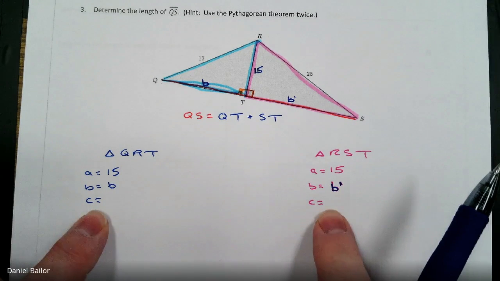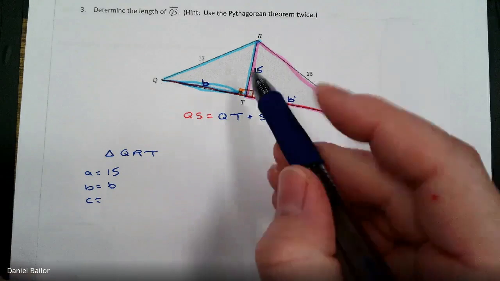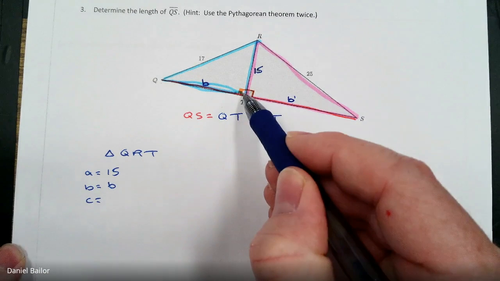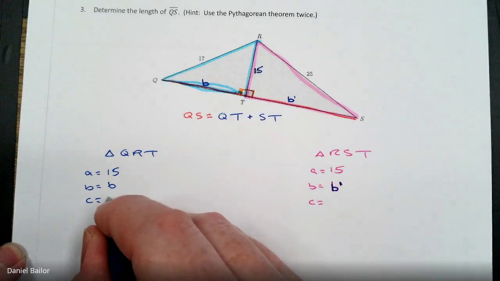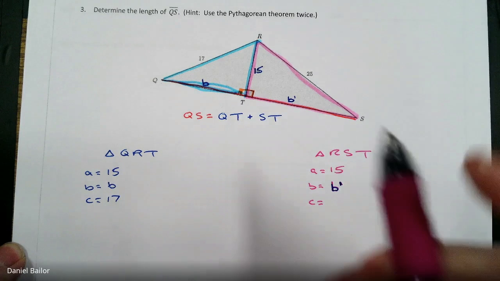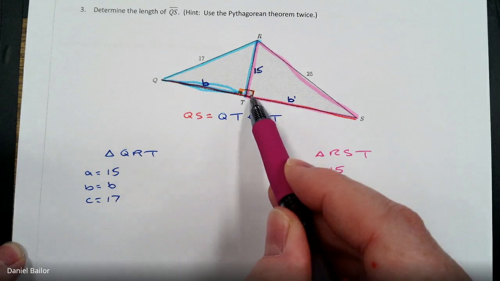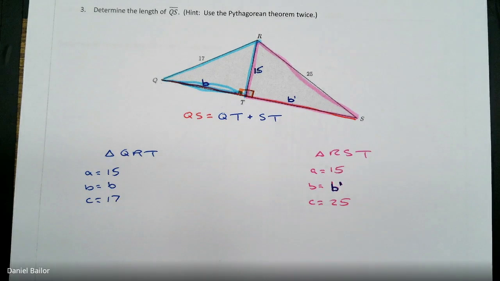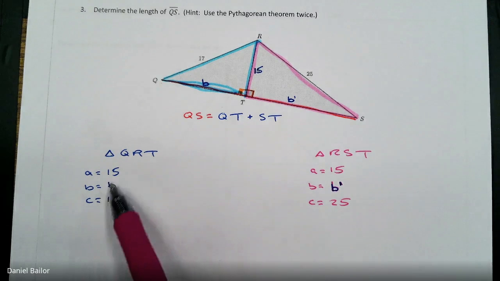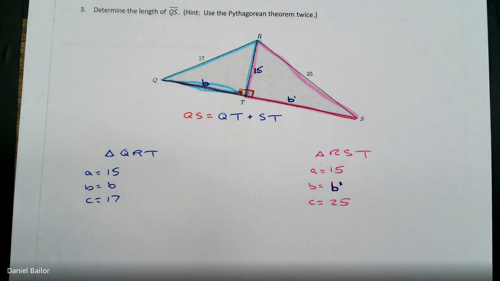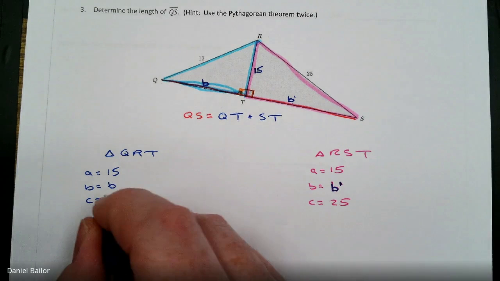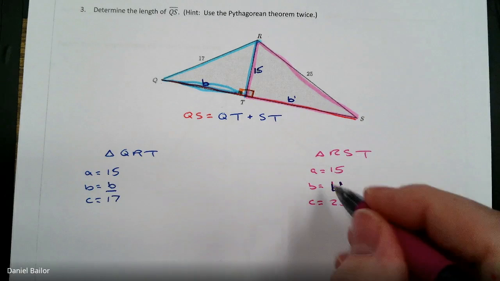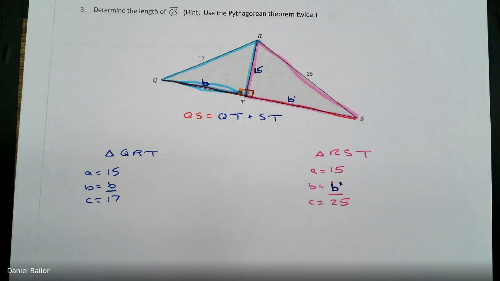Now we need the hypotenuse, C. Well, if you look at the blue triangle, here's the right angle. Opposite the right angle is the hypotenuse, so that's 17. And for the pink triangle, here's the right angle. Opposite the right angle, the hypotenuse is 25. Now we have A, B, and C for the blue, A, B, and C for the pink. We're going to use the Pythagorean theorem to find the missing piece in both of them.